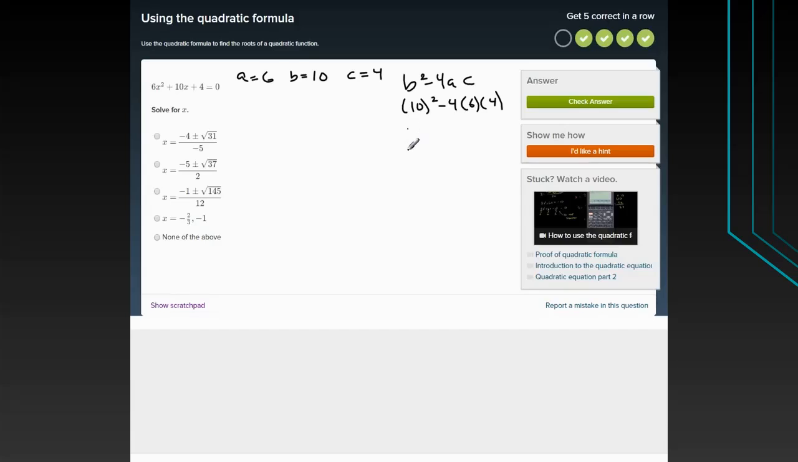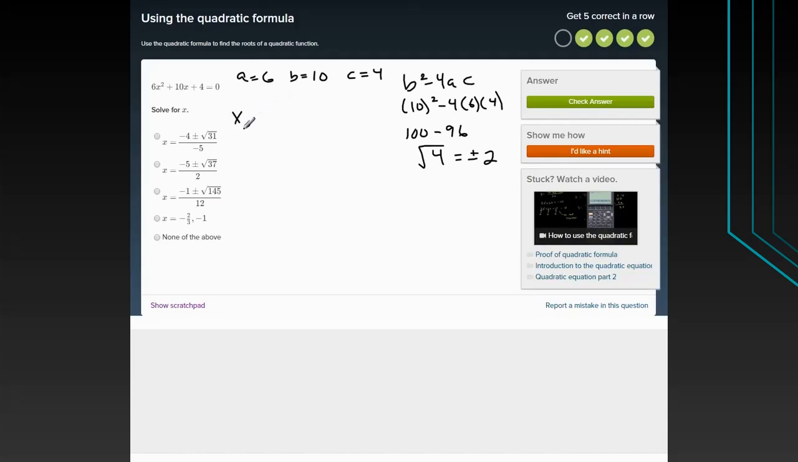So 10 squared is 100. Negative 4 times 6 is negative 24. Negative 24 times 4 is 96. So minus 96. 100 minus 96 is 4. Do the square root of 4. This one comes out to be plus or minus 2. So sometimes we do get a whole number there. That's good because that means we're going to get two solutions and we'll be able to actually come up with the exact solution for both of those.